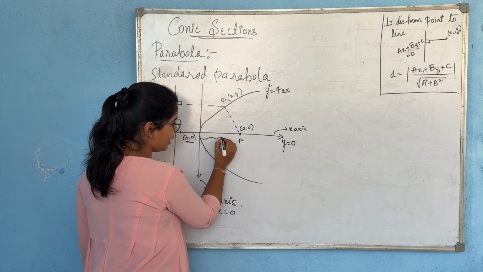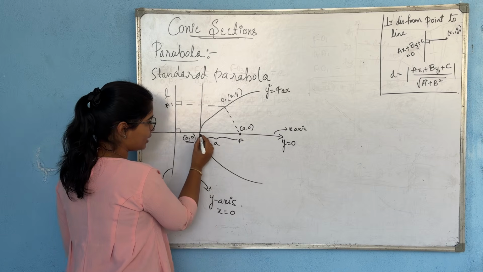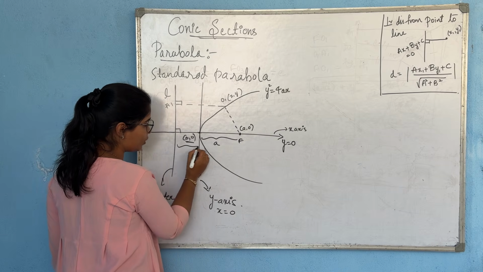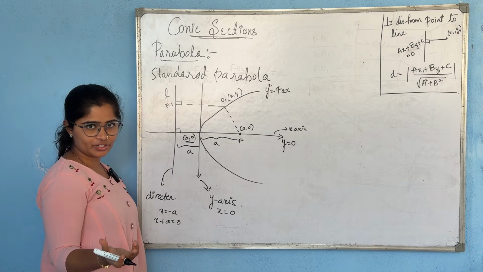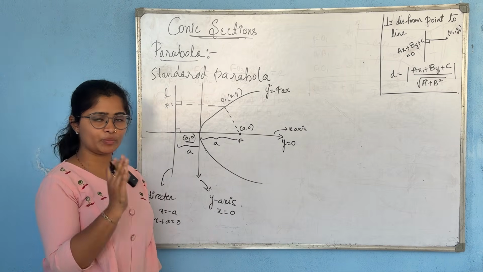Now if this is a, that is the distance from the center to the point, then the distance from this point to this line will also be equal to a, only by the definition of parabola. Because what does the parabola say? That the eccentricity should be equal to 1.